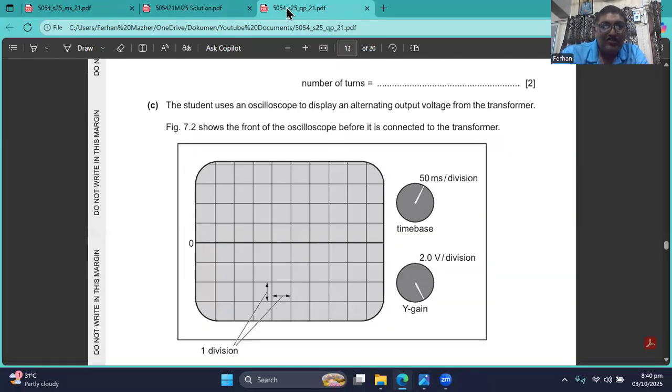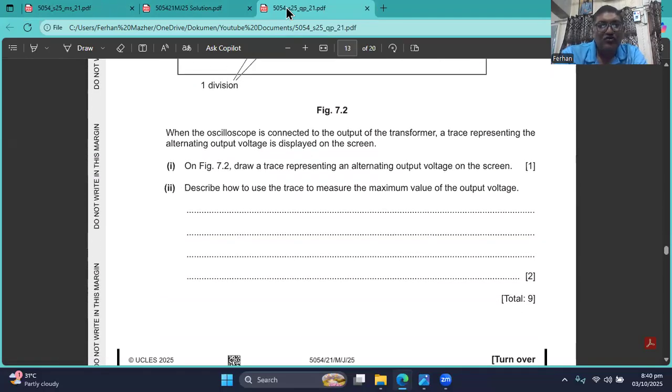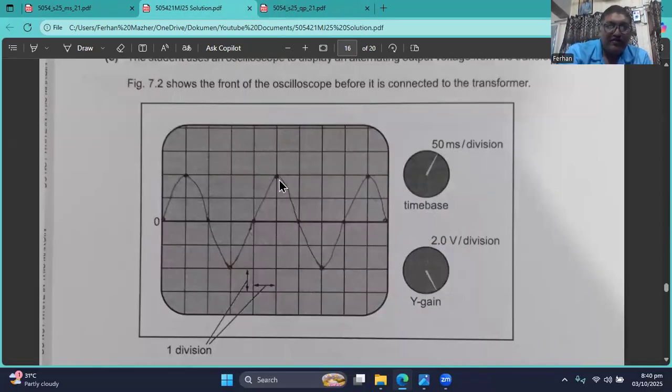So then their question is, describe how to use the trace to measure the maximum value of the output voltage. So what I do, I take this peak and check how many divisions it is above the mean position. How much it is above the mean position. For example, here it is 2 divisions. So multiply it with the y gain, that's the scale for the y-axis. So this is my answer, sir.